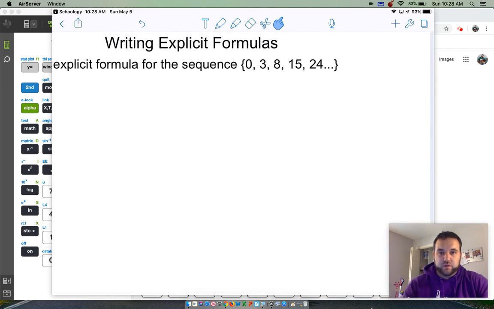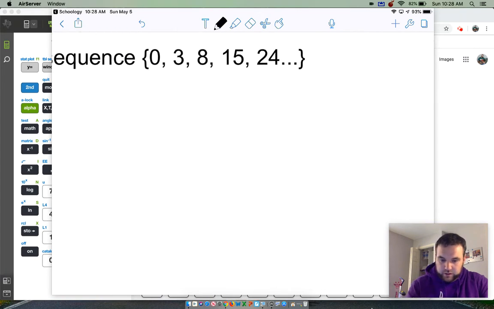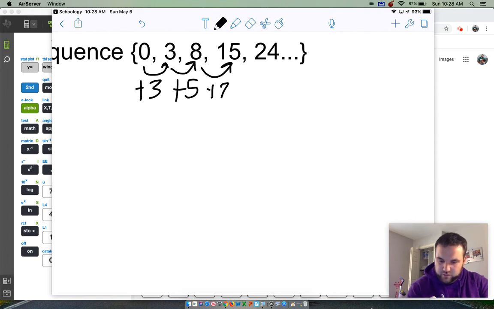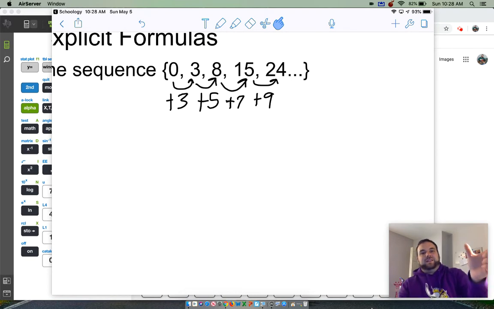So the sequence here goes 0, 3, 8, 15, 24, et cetera. The first thing we have to do is figure out what the pattern is. I see here 0 to 3 is adding 3. 3 to 8 is adding 5. 8 to 15 is adding 7. 15 to 24 is adding 9. So I see a pattern there, right? I'm adding 3, then adding 5, then adding 7. So the amount I'm adding is increasing by 2 every time.